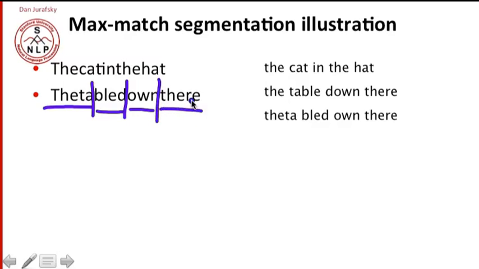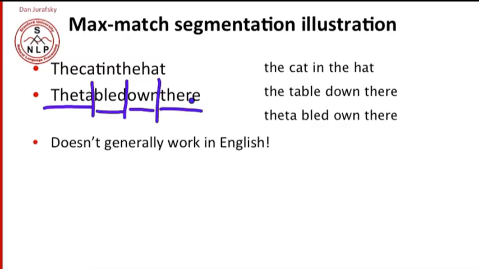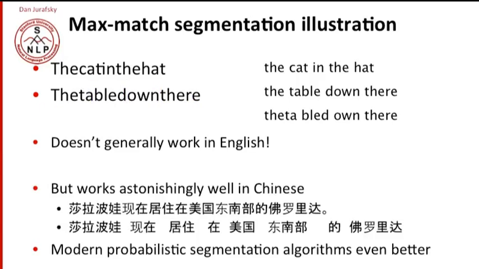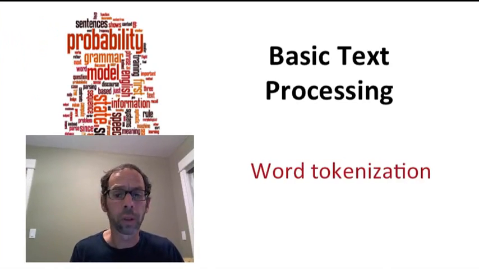So max match is in fact not a generally good algorithm for this kind of pseudo-English, English without spaces, because English has these very long words and short words all mixed together. But since Chinese in general has relatively consistent word length, this works very well for Chinese. And it turns out that modern probabilistic segmentation algorithms work even better. So that's the end of our section on word tokenization.